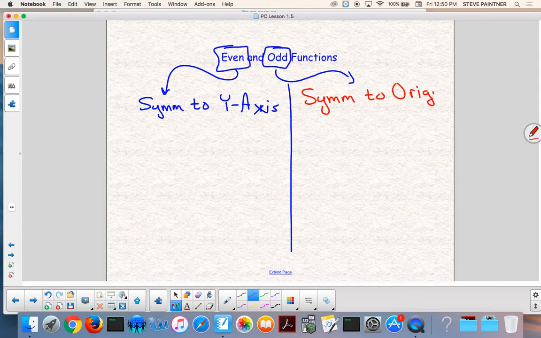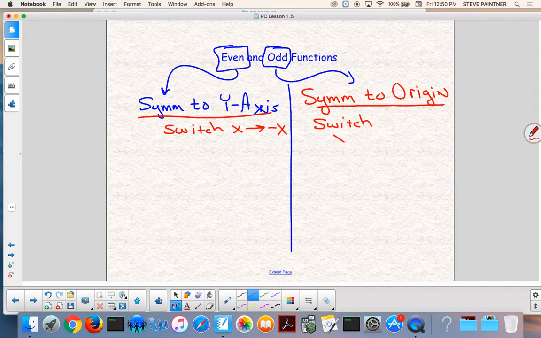Now, here's the deal. You already did this, so it's not going to be that hard. When you checked for symmetry with the y-axis, do you remember what you switched? You switched the x value. So maybe write yourself a note: I'm going to switch x to the opposite, negative x. When it's symmetry to the origin, I'm going to switch x to negative x, and then switch y to negative y.